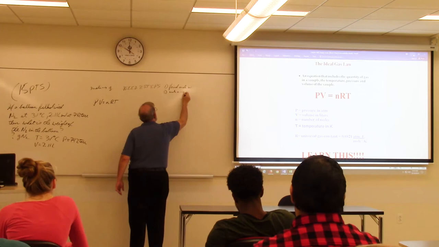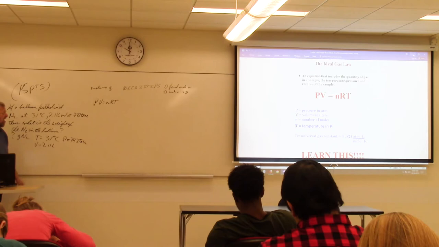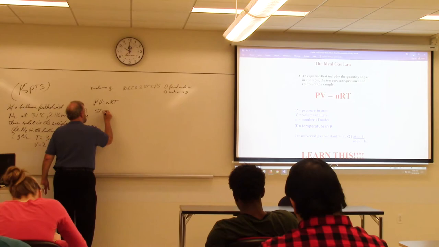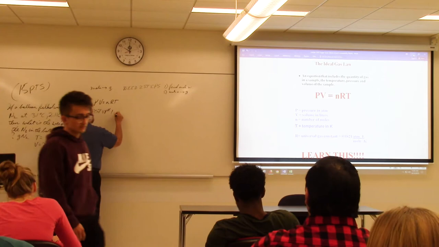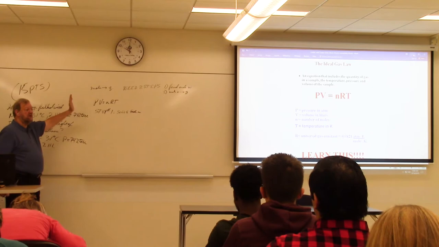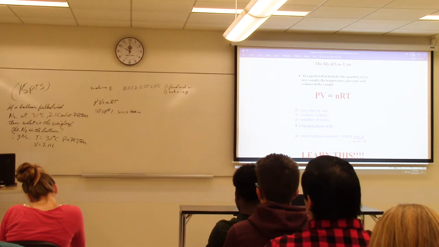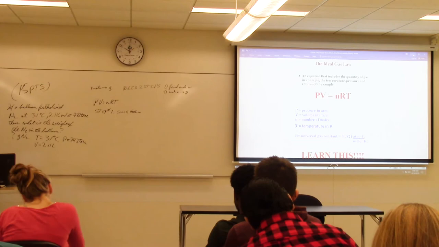First step, we'll solve for n, how many moles of nitrogen. Second step, we'll convert it to grams of nitrogen. So let's do step one. What am I trying to solve for? Solve for n. Don't put any numbers in, just with the variables, see if you can solve and get n alone on one side of PV equals nRT.